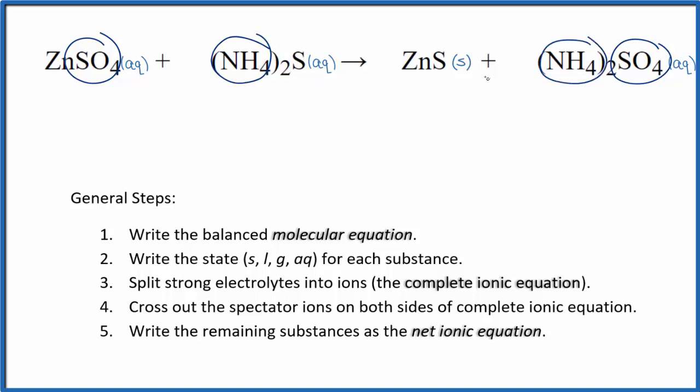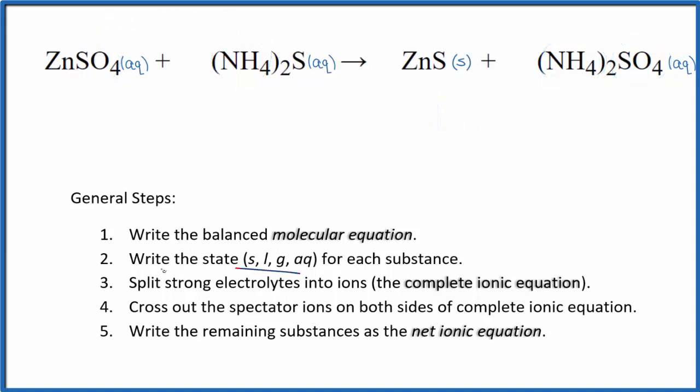For the zinc sulfide, sulfides are almost always insoluble with a few exceptions. Ammonium sulfide is one of those exceptions. So this is going to be insoluble, so we say it's a solid, and when these two react, it'll fall to the bottom of the test tube as a precipitate. So we have our states.